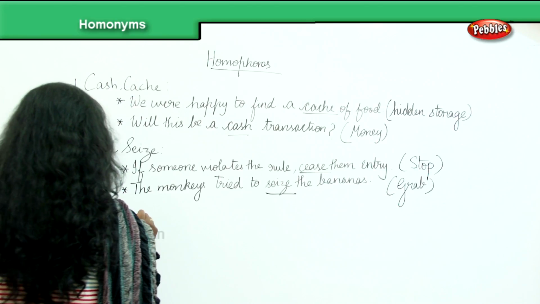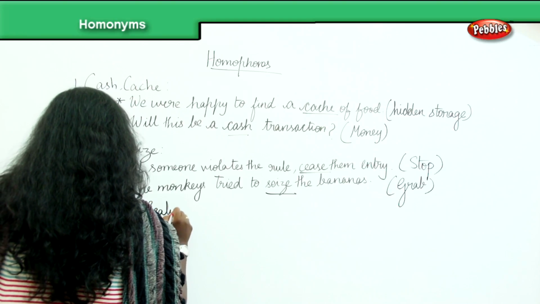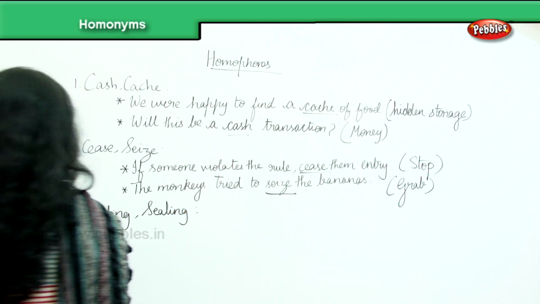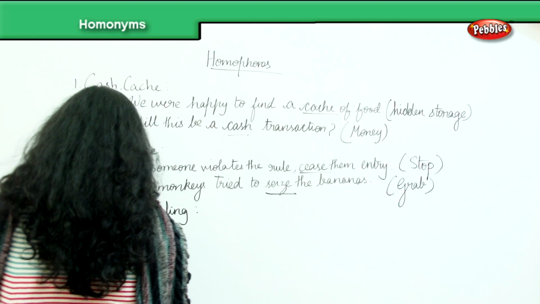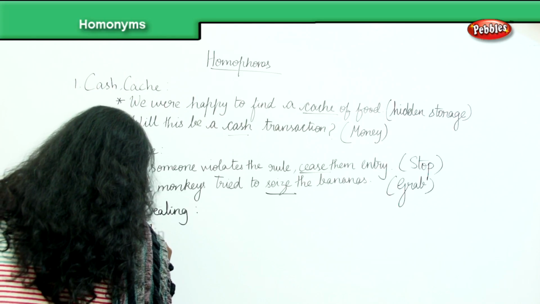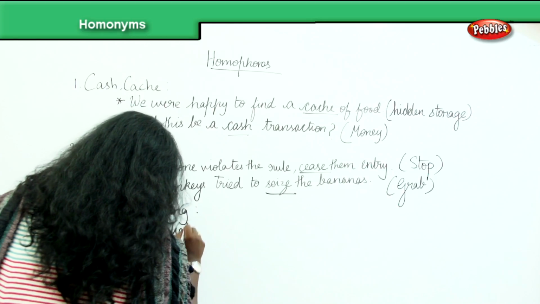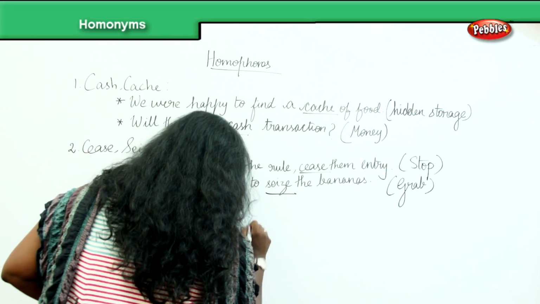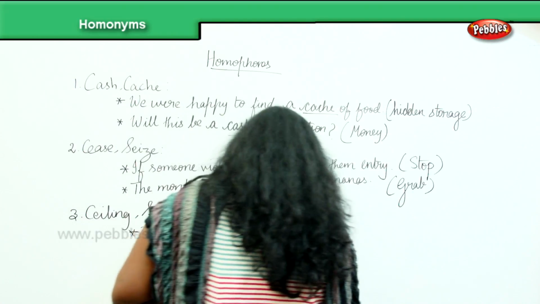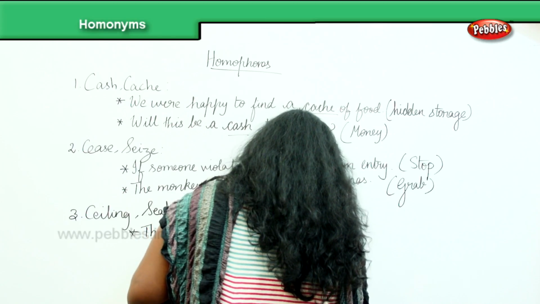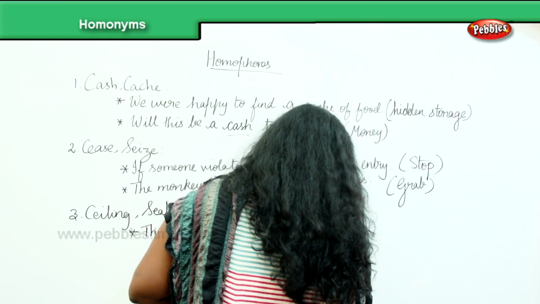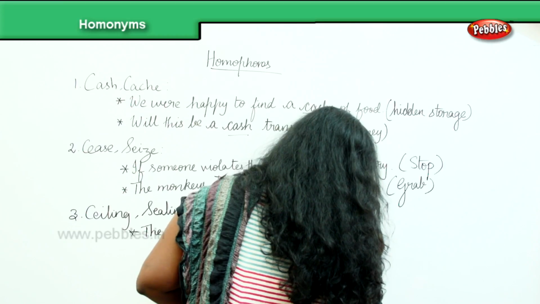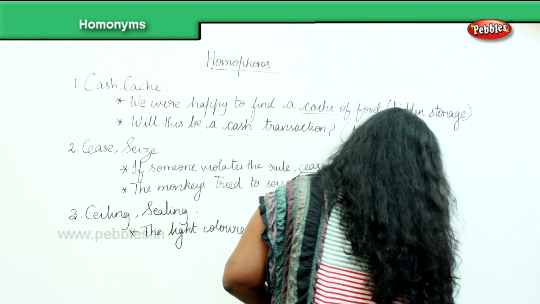Ceiling, ceiling. There goes my example. The light colored ceiling makes the room brighter.